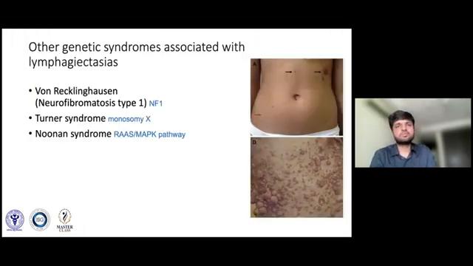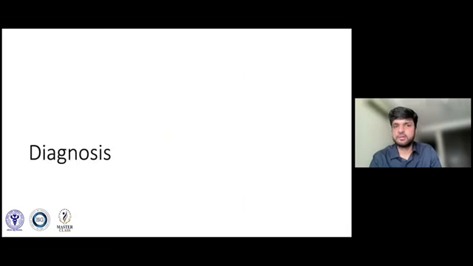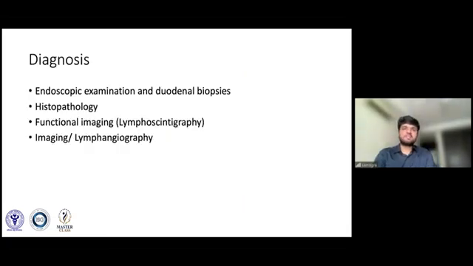There are other genetic syndromes also associated, which are rare, but again, should be on your radar once you're considering such a disorder. So, how do we diagnose lymphangiectasia in these patients? The most common and the most important test here is to perform a good endoscopic examination and take duodenal biopsies as and when required. And along with that, histopathology is the most important set of investigations that we perform.